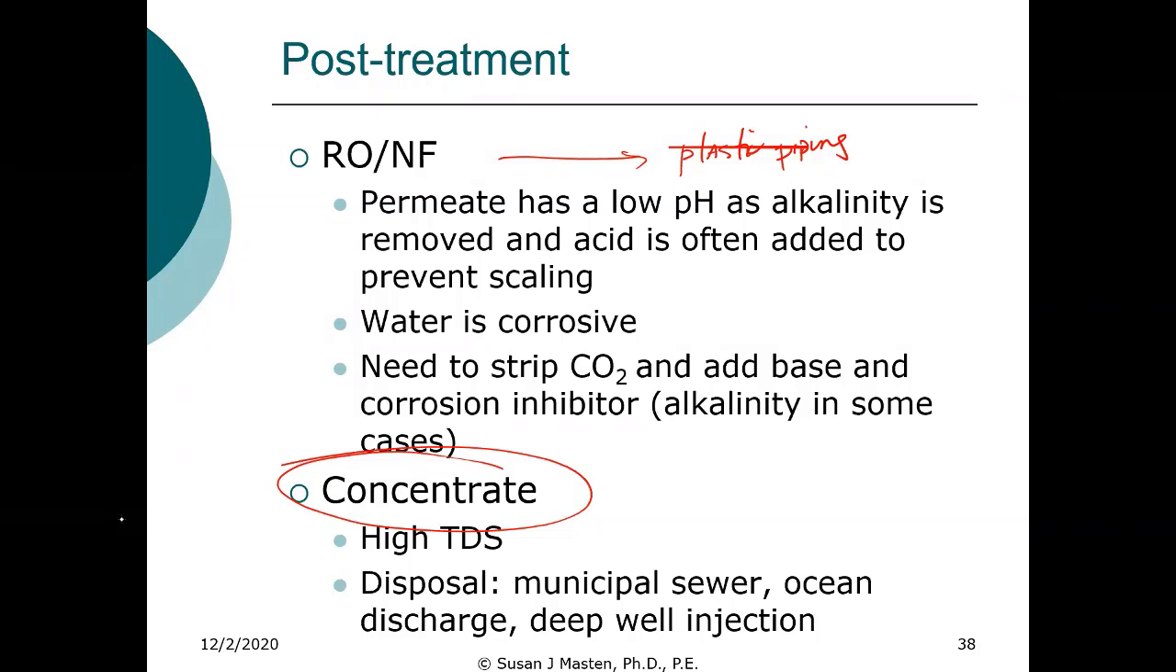We can look at ocean discharge, but again, we have to be very, very careful, because if we discharge too close to the surface, we can change the salinity of the water in the estuary, which then impacts the aquatic ecosystem negatively. In some cases, new RO systems have been banned, or a moratorium placed on new facilities, because of this impact on estuary ecosystems. And then lastly, we can look at deep well injection.